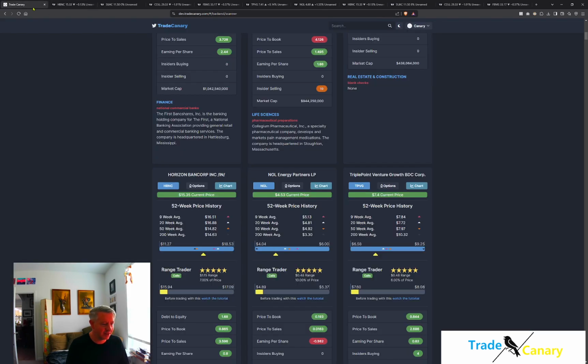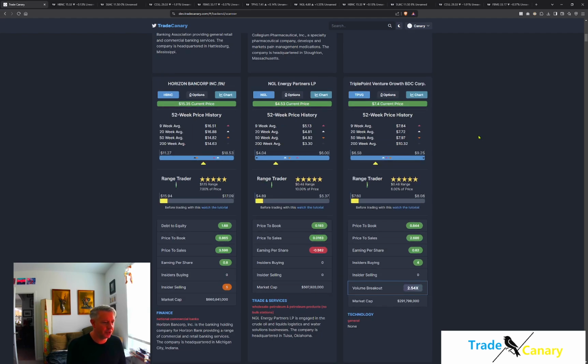So again, this is not rocket science. We're really just looking for a range to play within. Some of the key metrics to look at: what's the dollar range? What's the top and the bottom of that range, right? What percent of price is it?